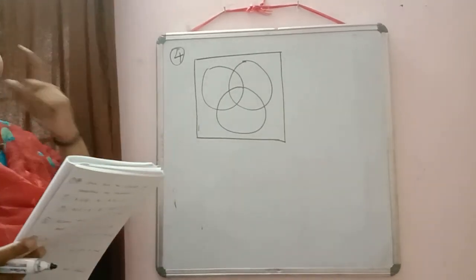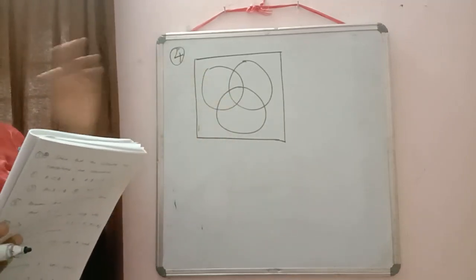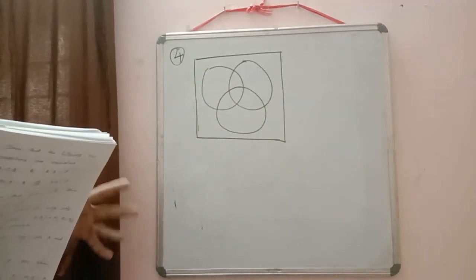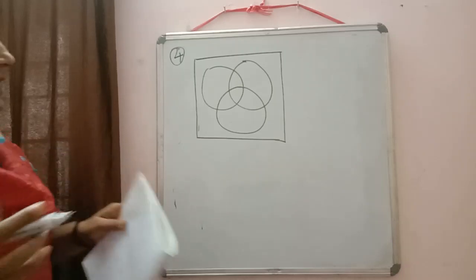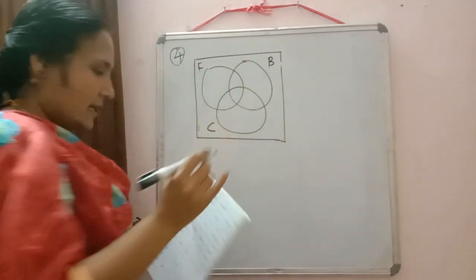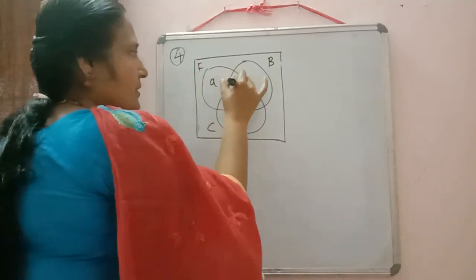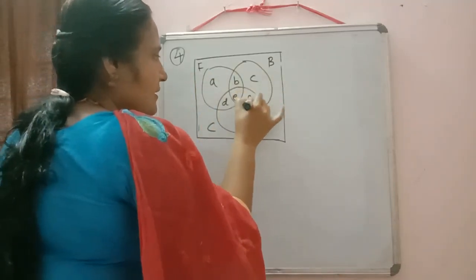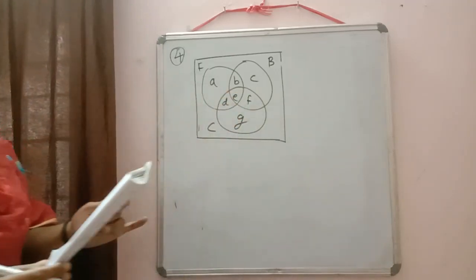Now in this question I have already drawn these sets. Here we have 3 sports: football, basketball and cricket. First I am denoting the regions by some letters, A to G. Now we can check the information.